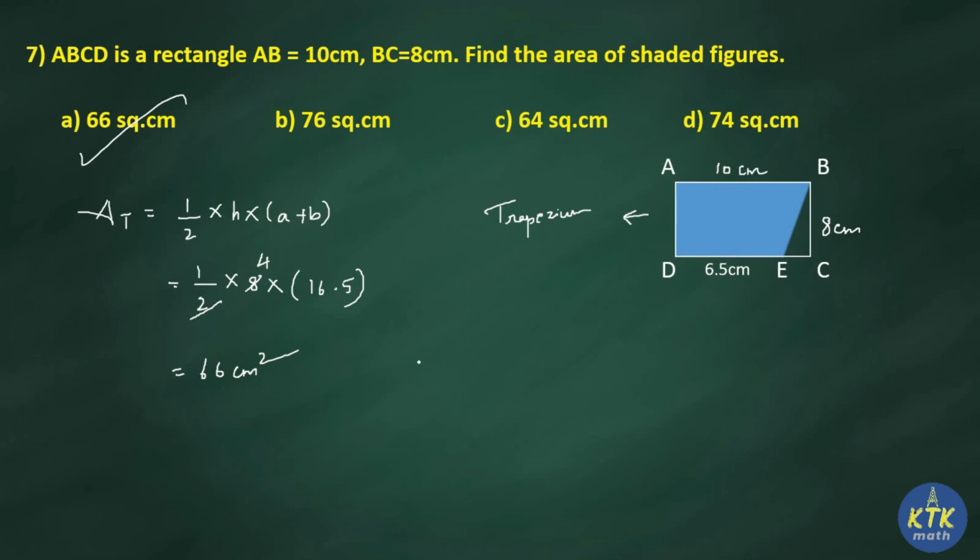Okay, so no need to find the entire rectangle and then subtract these triangles, so no need to think too much about complications. Just observe the shapes, what necessary units are given there, just substitute. Height we have, a plus b, length of parallel sides we have, therefore directly you can substitute and find the answer. It's nothing but area of trapezium only. Okay, we move on to the last question of this video.